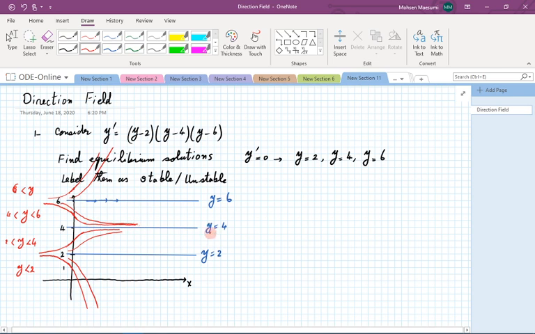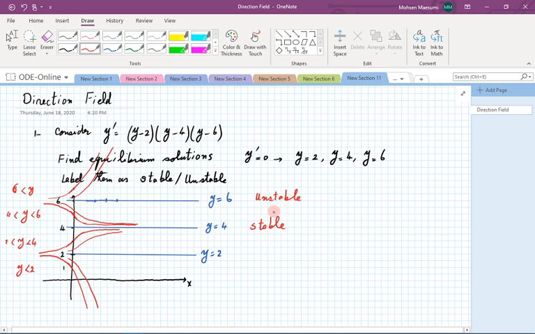So we notice that around y equal to 4, all the trajectories come close to 4. That makes this stable. But around y equal to 6, if you step away from 6, you are either pushed all the way to plus infinity, or you are sent to another stable solution, which is 4. So this one is going to be labeled as unstable.